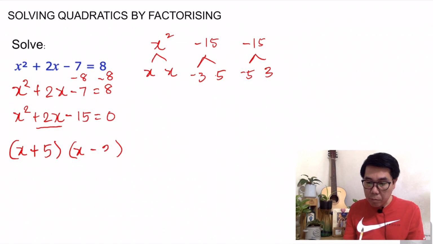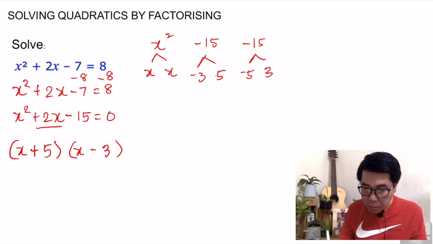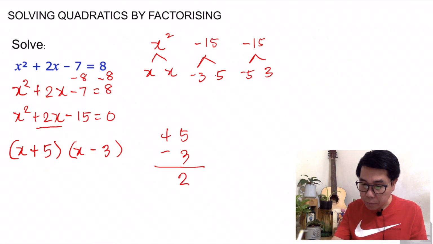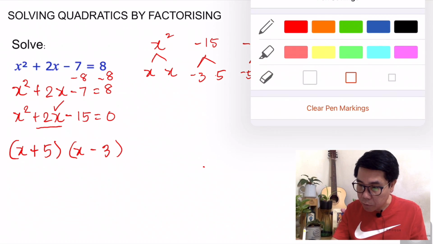So when we multiply positive 5 and negative 3, it gives us negative 15. And when we combine positive 5 and negative 3, it gives us positive 2, which is here. So therefore, our factors are correct. So we need to do trial and improvement first.